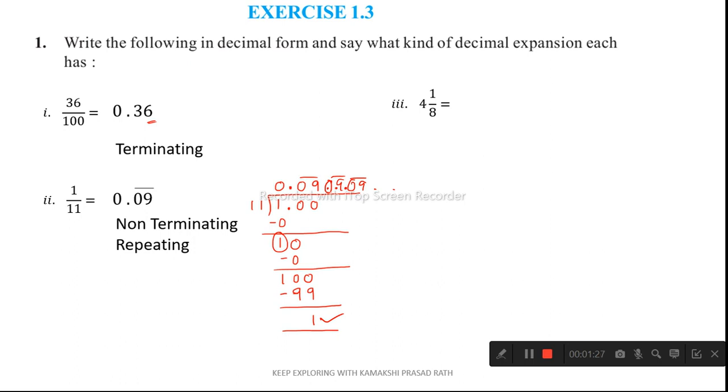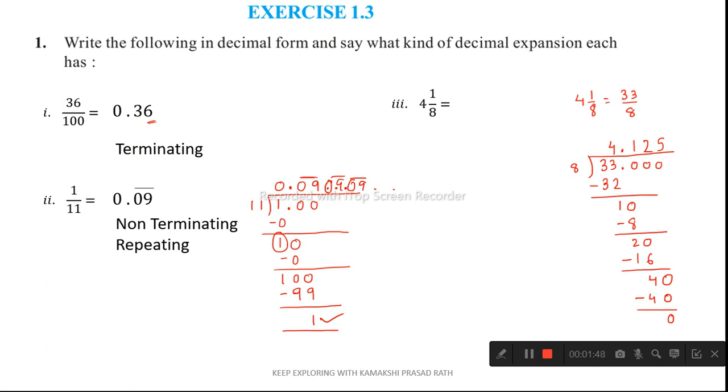Non-terminating because it will never stop itself, and repeating, because we can see the group of digits 09 repeats itself. The next one, 4 whole 1 by 8, can be written as 33 by 8. Now 33 by 8, let's do the division. When we divide 33 by 8, we get the quotient 4.125 and the remainder is 0. Since the remainder is 0, we can clearly say this is a terminating decimal expansion. So it is clear that whenever the remainder is 0, it is a terminating decimal expansion.